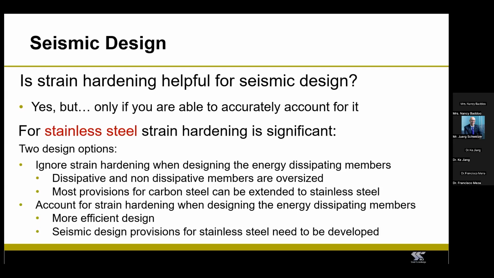So if strength hardening is accounted for when designing the energy dissipating members, it is likely that using the seismic design parameters for carbon steel will be unsafe. And because of this, it is likely that all the seismic design parameters will need to be rederived for stainless steel.